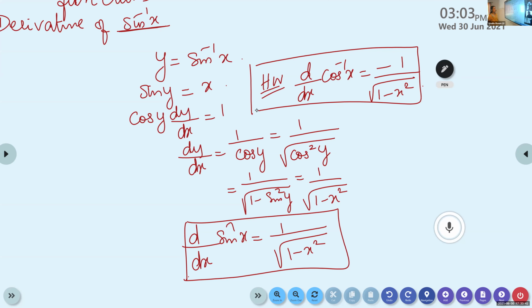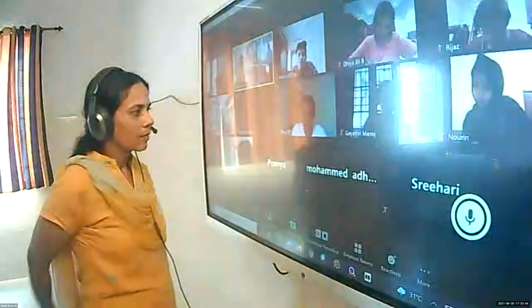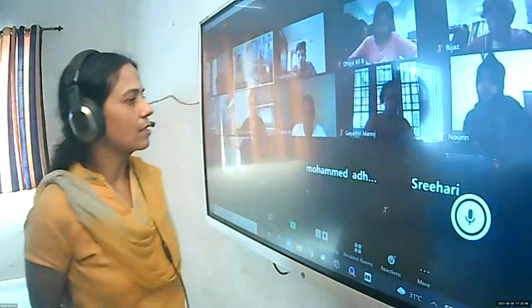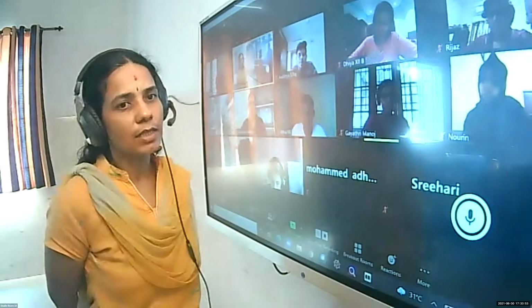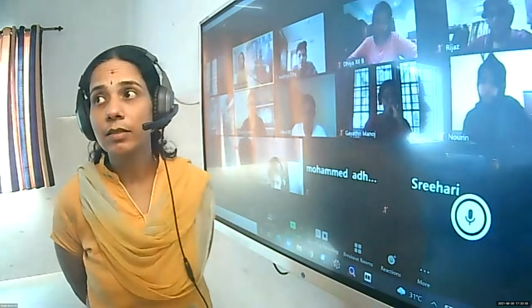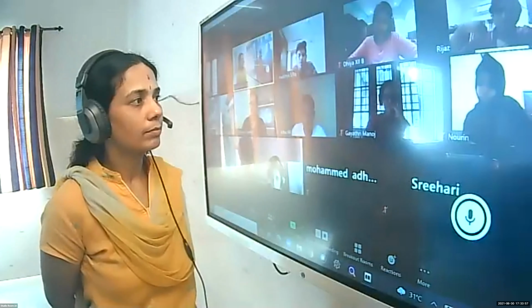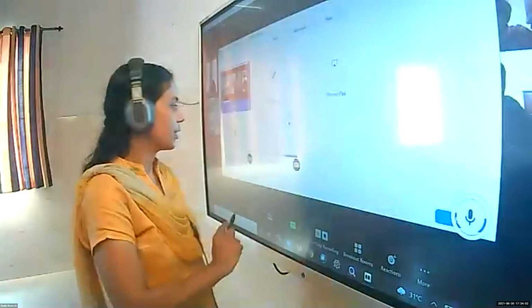So what is the derivative of sine inverse of x? Gayatri? 1 by root of 1 minus x square. Yes. Rijas, derivative of cos inverse of x? Minus 1 by root of 1 minus x square. Okay. The next one we are going to prove.